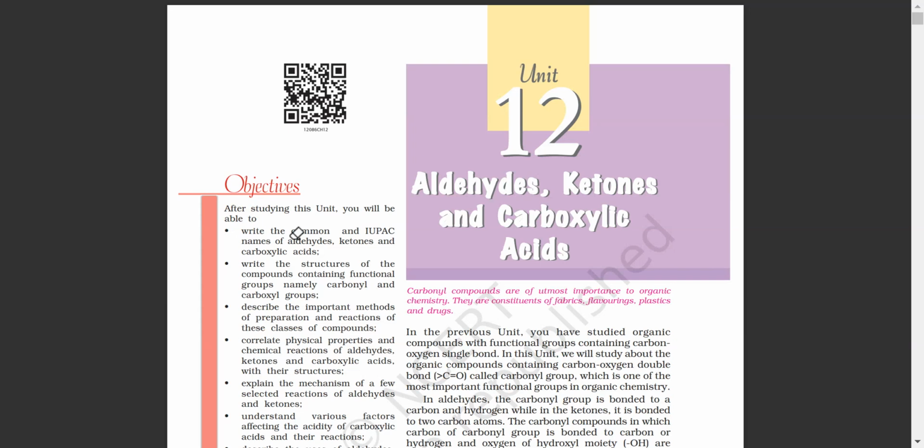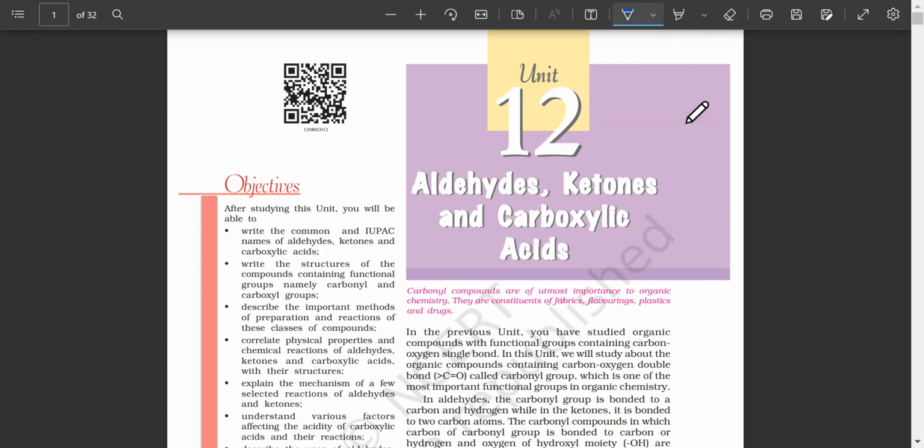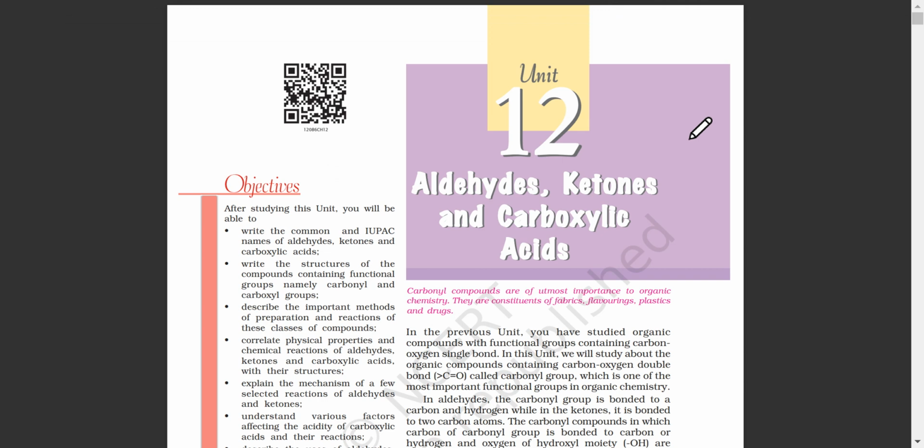Hello, everyone. This is yet another lecture of chemistry NCERT where we will be discussing aldehydes, ketones, and carboxylic acids. And in this particular video, we'll be completing every single line of the NCERT, besides some of the extra things that maybe we might need a little more depth.